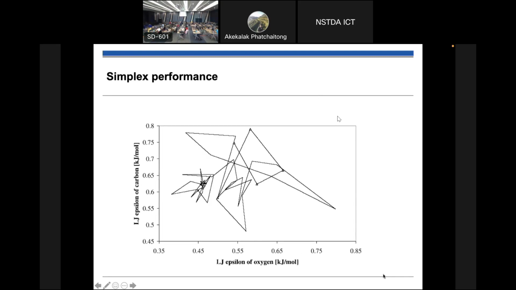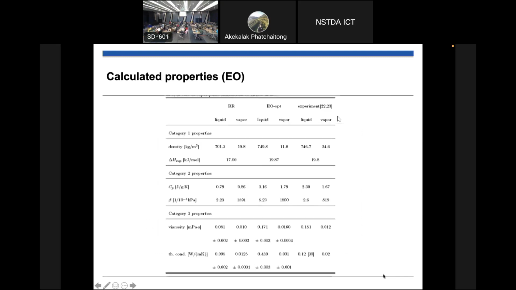Similarly, the parameters, how they have been sampled, the different LJ parameters, Lennard-Jones epsilon for oxygen, and this is for carbon. And then finally, what is the output? The category 1 properties are here: the liquid properties and the vapor properties. And this is your heat of vaporization. So basically, the target was to calculate the density and heat of vaporization.